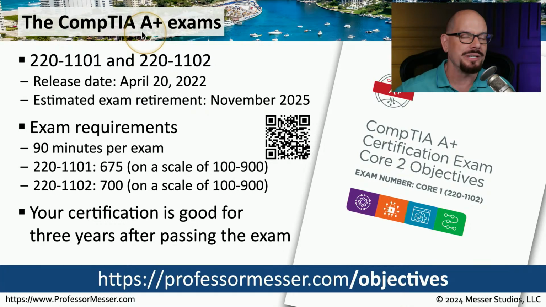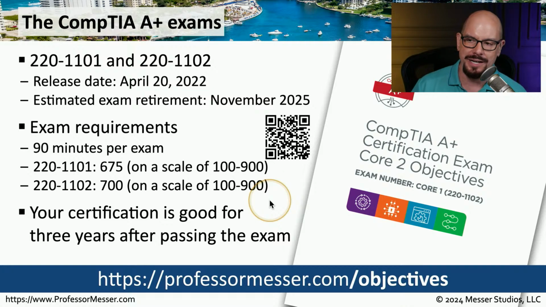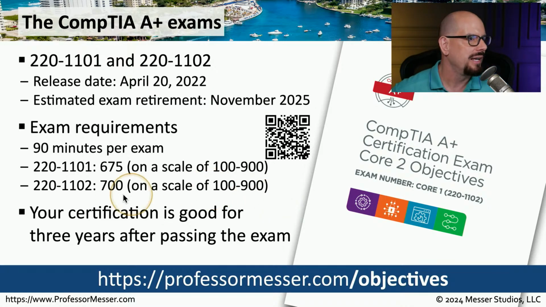These exams are 90 minutes in length. You are on a 220-1101 and the 220-1102. You must get a 700 on a scale from 100 to 900. It's an interesting scale and it's an interesting scoring system. But if you take both of those and pass them, your certification is good for 3 years.